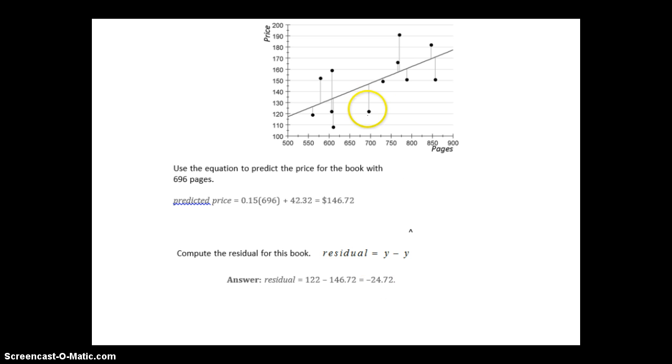And here you can see right here, this is the actual data point for the 696 page book. Up here is the y hat value on the line of best fit. When the data point is below the line of best fit, the residual is negative. When the data point is above the line of best fit, the residual is positive.